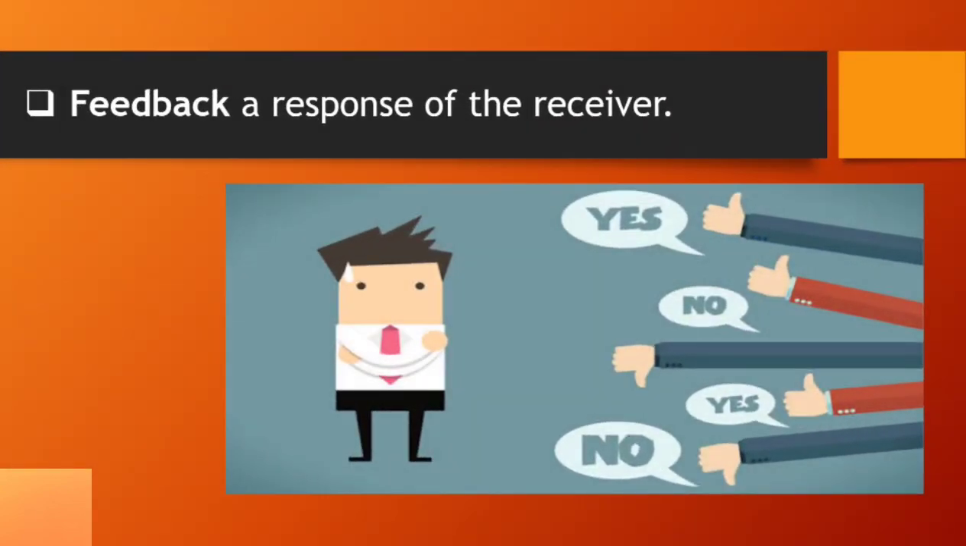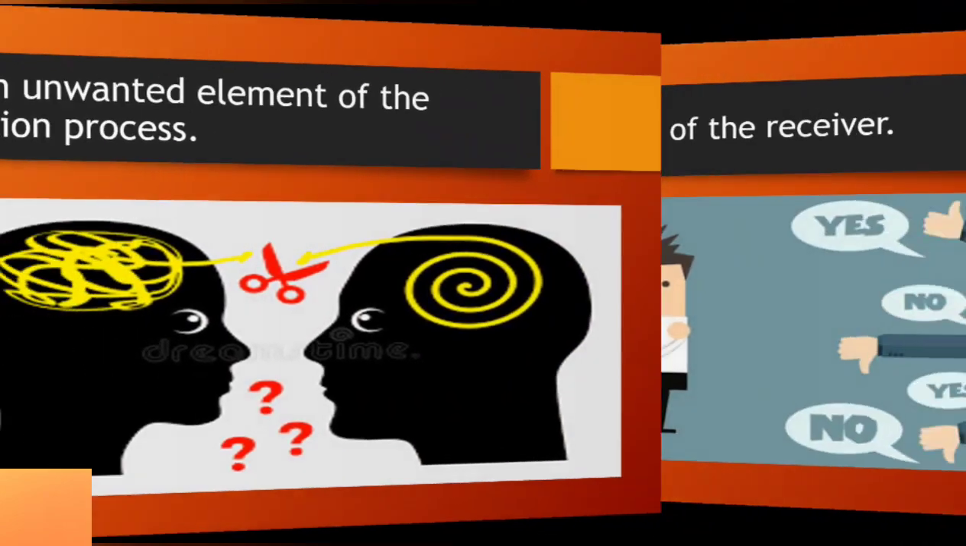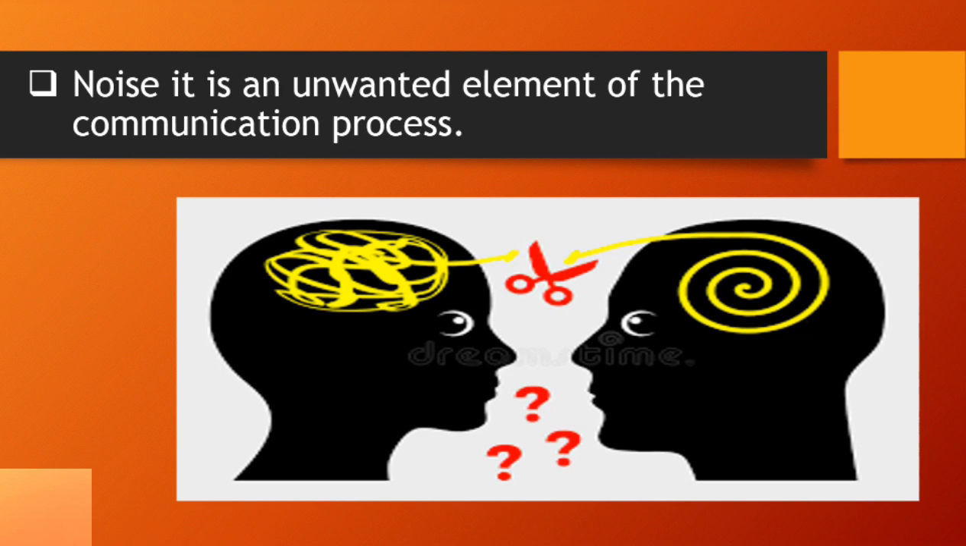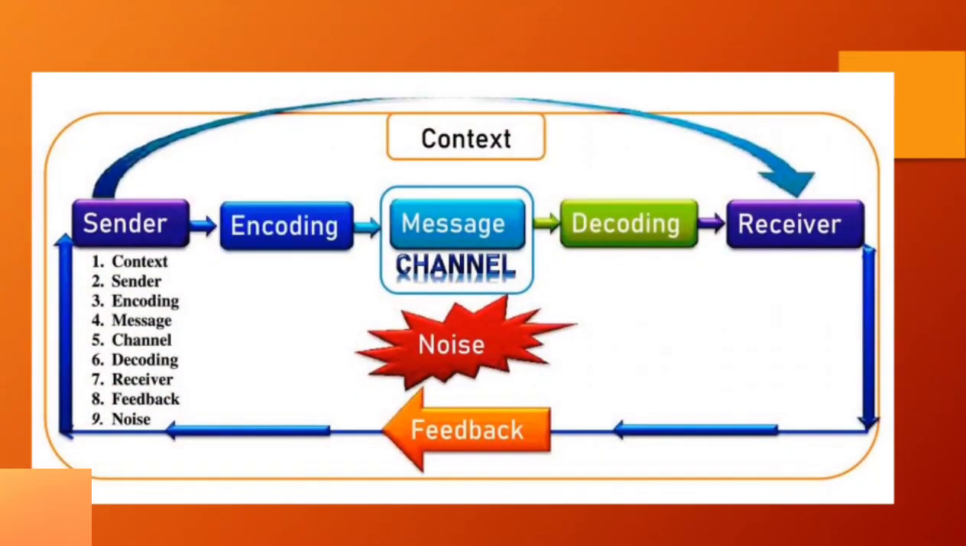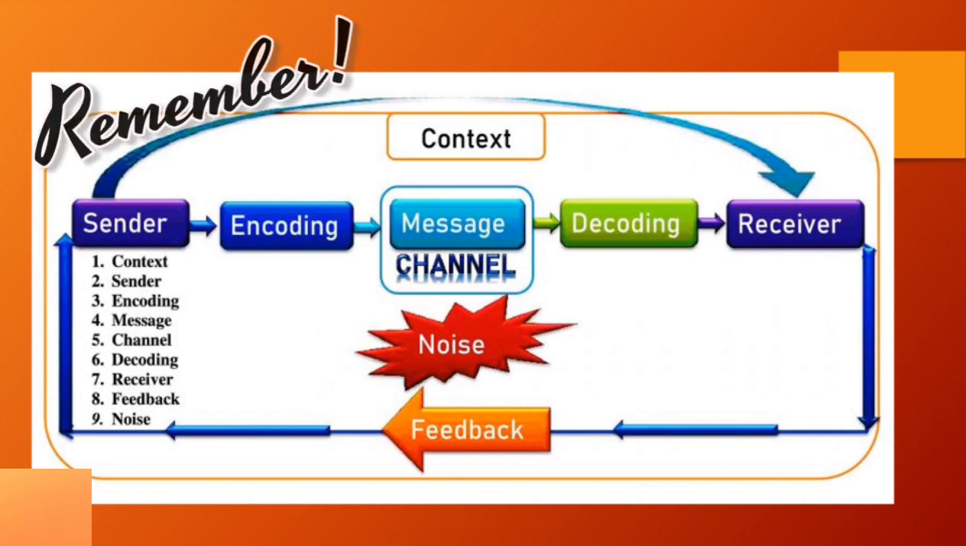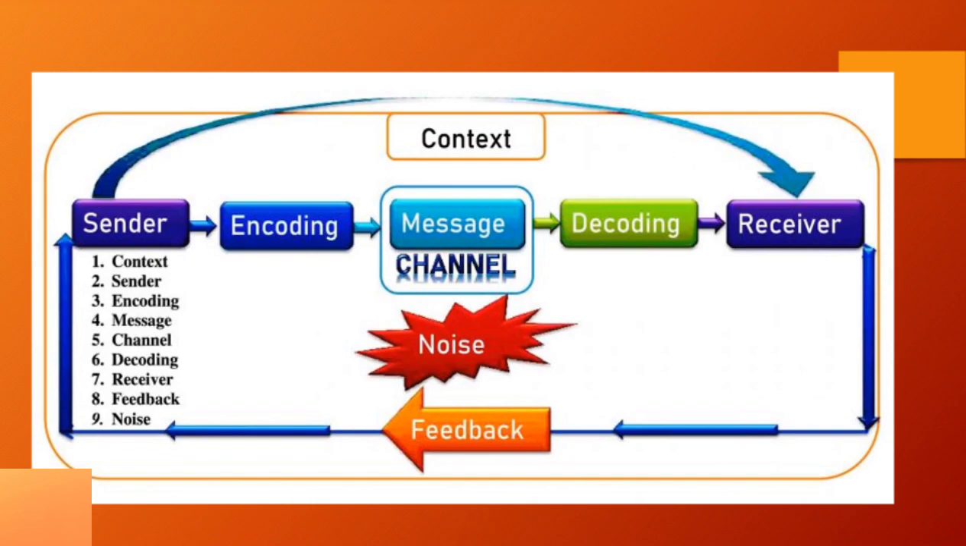Feedback refers to the response of the receiver or audience. It is one of the main elements of the effective communication process as it allows the sender to analyze the efficacy of the message. Noise refers to the communication barrier or obstacle to effective communication. Noise is an unwanted element of the communication process that communicators always want to avoid during the interaction. This diagram shows how the process of communication works, and it consists of 9 essential elements.